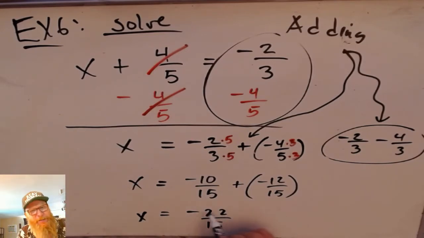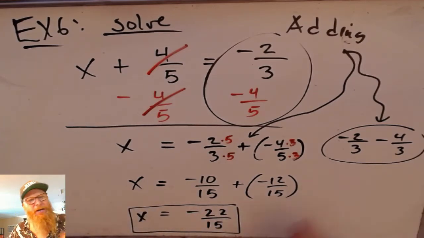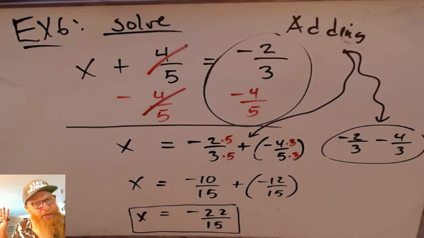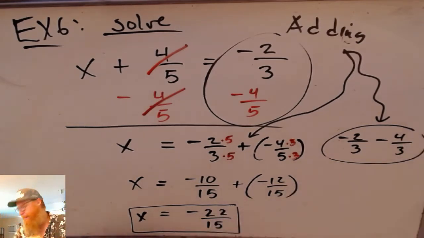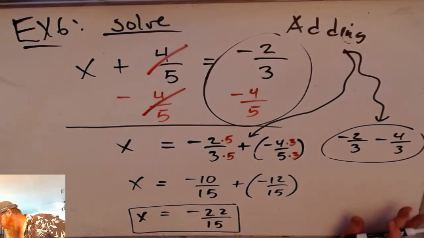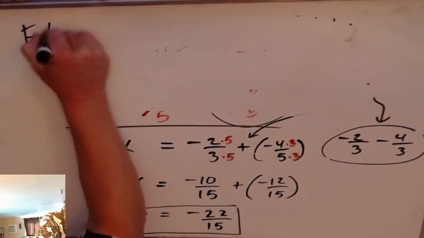I would normally try to simplify this, but 22 is 2 times 11, and 15 is 5 times 3, and they don't have anything in common, so I'm not going to waste a bunch of time trying to make something simple if it cannot be made simple. It is what it is. It's already as simple as it gets. It doesn't get any better than that. How about one more of these?